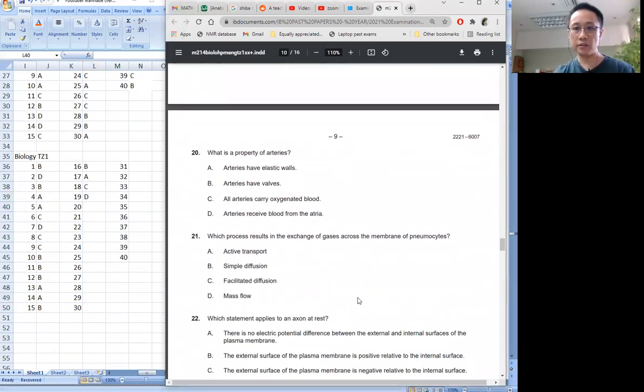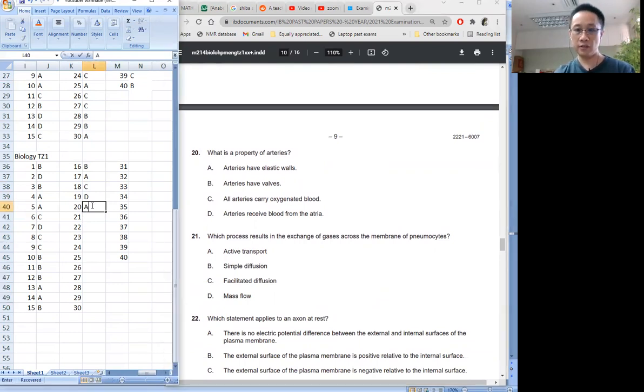20, property of arteries. Elastic walls look reasonable already. They don't have valves. Veins do. All arteries carry oxygenated blood. That's true except for the pulmonary artery. Arteries receive blood from the atria. It's not true for the pulmonary. The arteries receive blood from the atria. No, ventricles. Okay, of course.